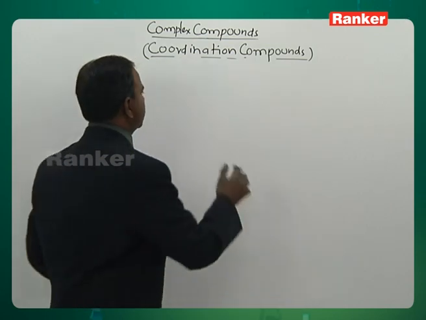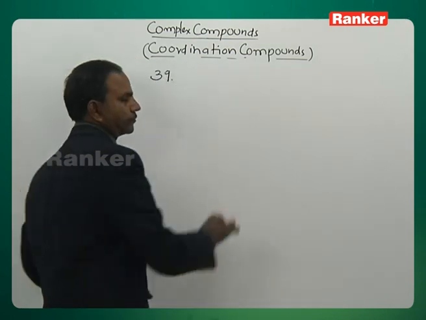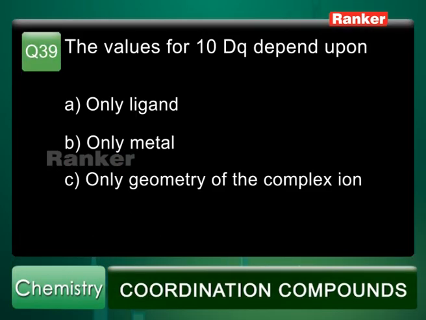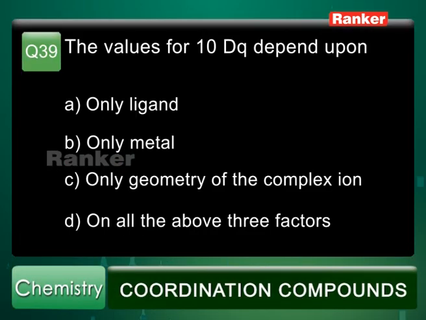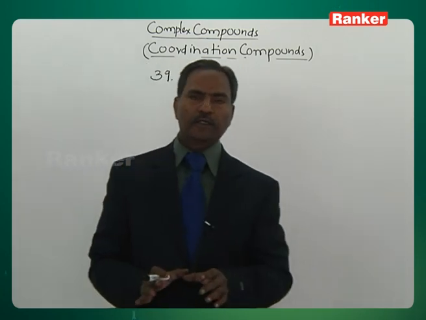Question number 39. The value of 10 Dq depends upon what? Option A, only ligand. Option B, only metal. Option C, only geometry of the complex. Option D, all the above factors.